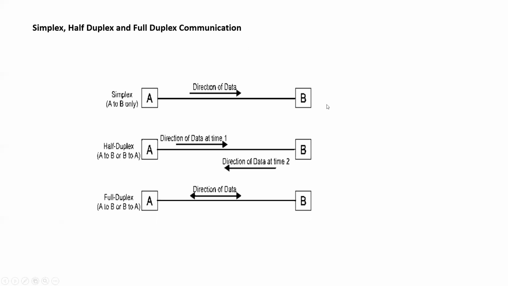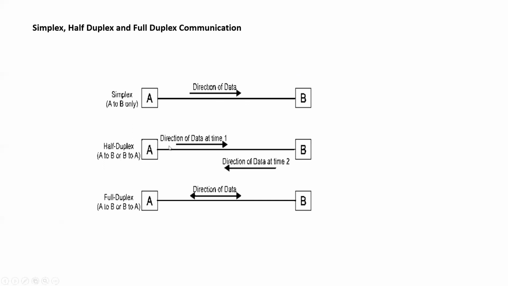A will transmit and B will just receive the data. Here communication is only one directional, meaning unidirectional, where one party is the transmitter and the other is the receiver. That is the simplex communication. Next is the half duplex.